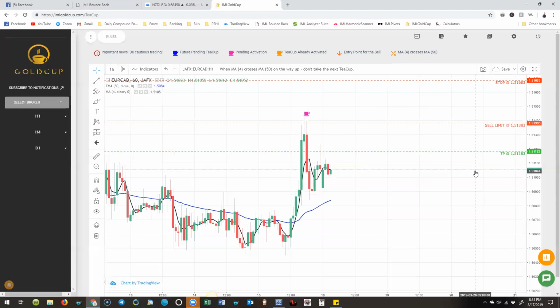Okay, one question, just based on this example here. Can you read at the top, it says when MA4 crosses MA50 on the way up, don't take the next T-Cup. So I wouldn't take that one. That pending one, the pink one, is that what it's saying? When MA4 crosses 50 on the way up, don't take the next T-Cup. Yeah, I wouldn't. Okay.